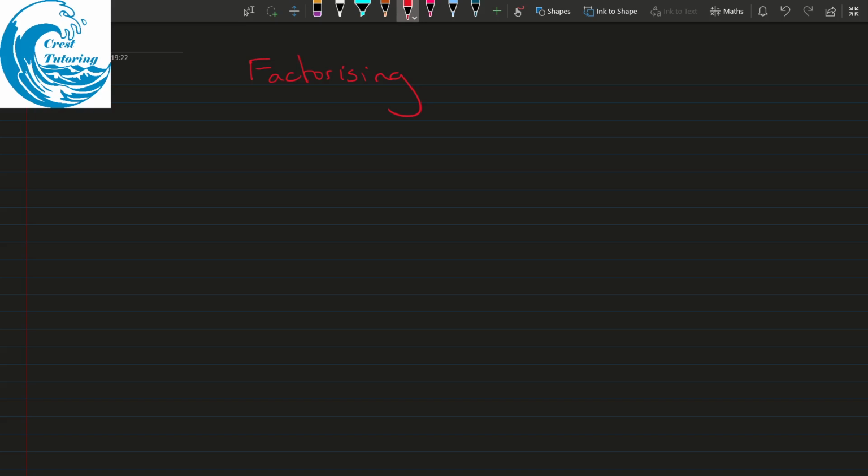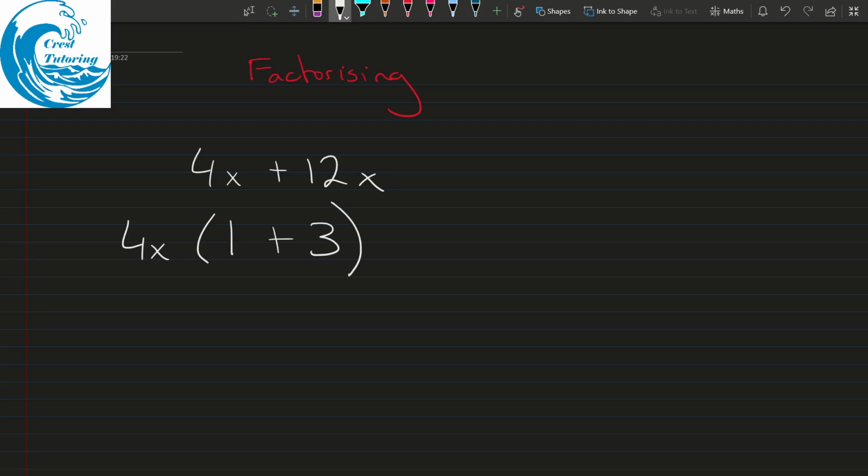Okay, so the first one is the easiest one, so it's just factorizing with common factors. So we'll say I gave you 4x and 12x. If we want to factorize those out, the highest thing that we can take out of both of these would be 4x. And 4x times 1 gives us 4x. 4x times 3 gives us 12x. Okay, so now I factorize that out into 4x and 1 plus 3.